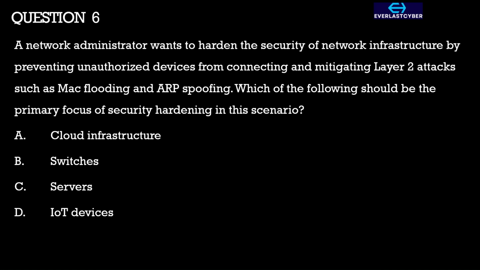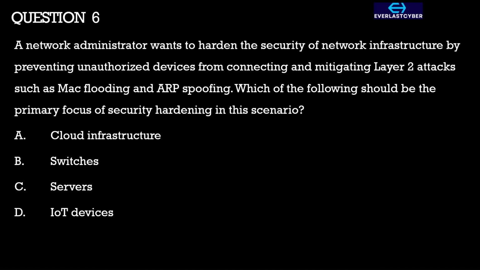Cloud infrastructure is not relevant to Layer 2 security within an on-premise LAN. Layer 2 attacks like MAC flooding and ARP spoofing happen in local networks and not in the cloud. Looking at the scenario, it involves preventing unauthorized device connections and layer 2 attacks. So these are network level threats that occur at layer 2, which is the data link layer of the OSI model. The devices that operate at this layer are network switches. So our answer is actually option B.